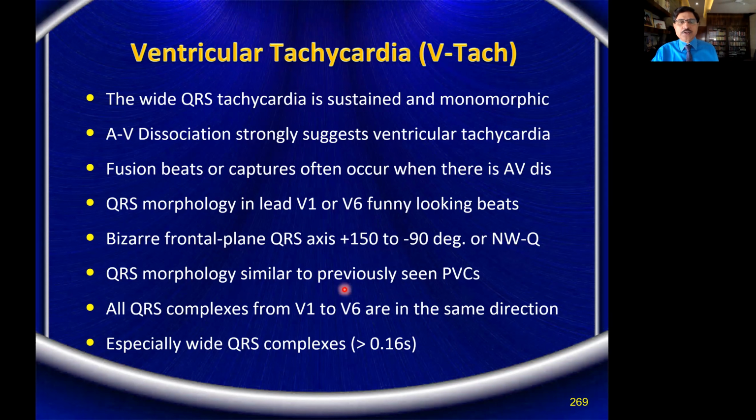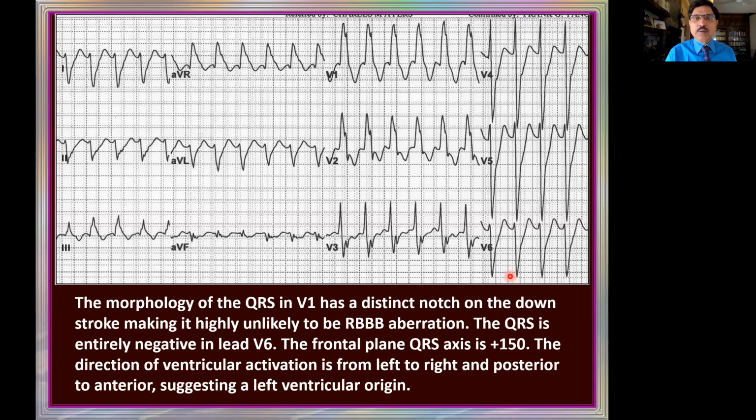QRS morphology is similar to the previously seen PVCs, but then there are runs of them. All QRS complexes from V1 to V6 are in the same direction because the focus is the same. They are not in different directions, especially the wide QRS complex. See that. Here, in the morphology of QRS, V1 has a distinct notch in the downward stroke. So you see here, there is a notch. Yeah, you can see here also.